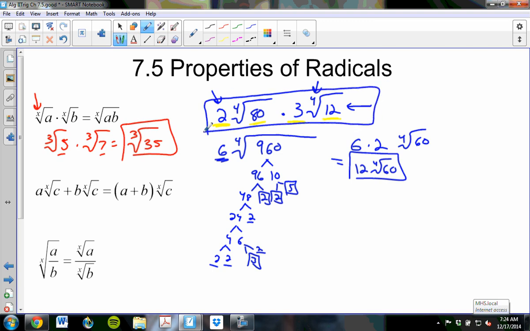The moral of the story is if you have the same root, you can multiply anything. If I was doing the third root of 7 times the fourth root of 9, I can't do that right now. We'll eventually learn how to do that by using fractions, but for now we're just leaving that alone.